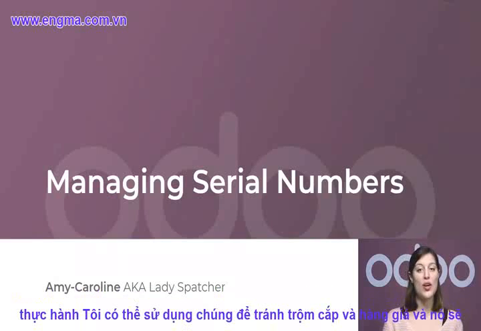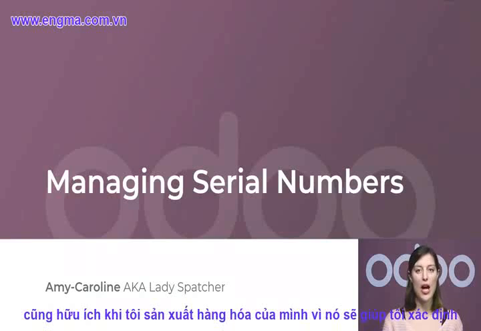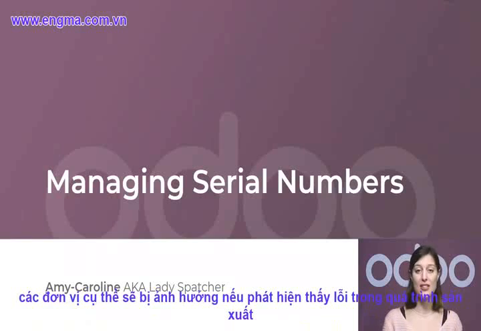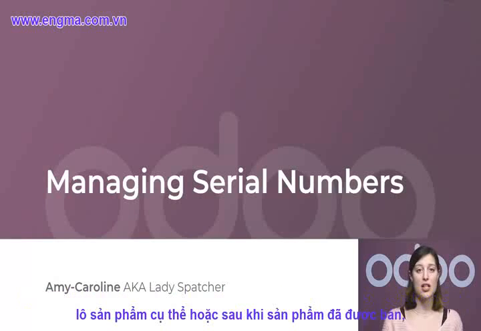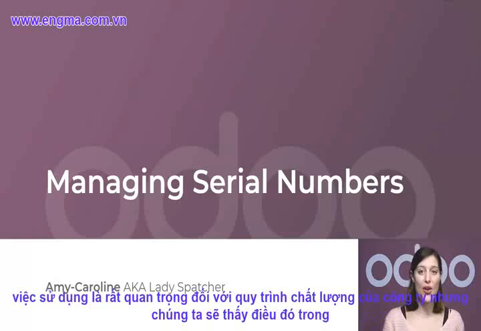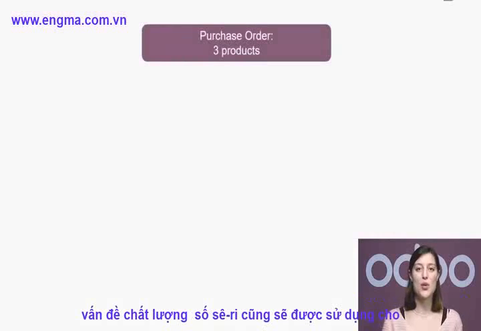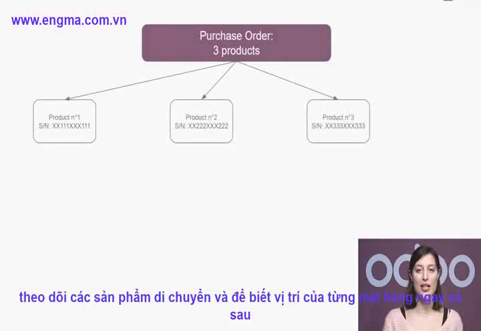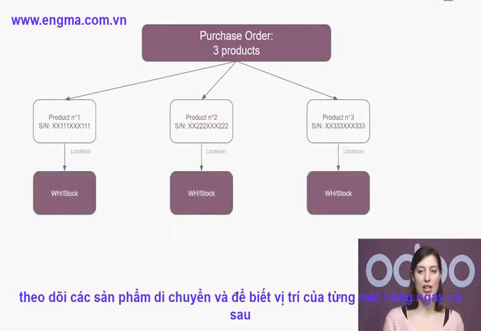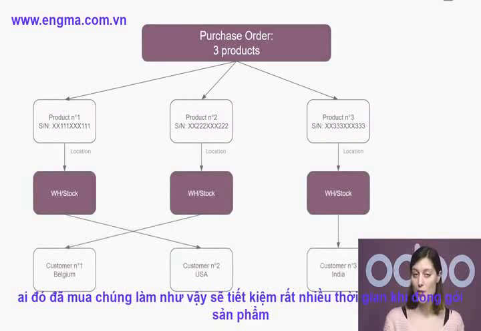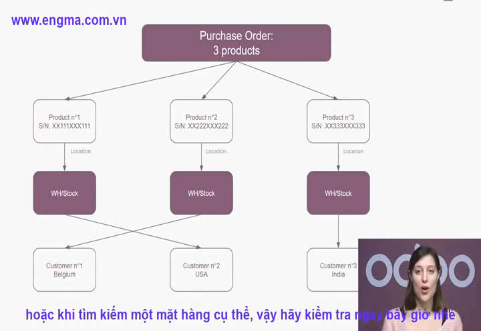In practice, I can use them to avoid theft and counterfeit products. And it will also be useful when I produce my goods because it will help me determine which specific units are affected if a defect is found in the production of a particular batch of products or after the product has been sold. The specific use is vital for a company's quality process, but we'll see that in the quality chapter. In Stealthy Wood's case, serial numbers will also be used for tracking the product's moves and to know the location of each item, even after someone has bought them. Doing so will save a ton of time when packing products or when looking for a specific item. So let's check that out right now.